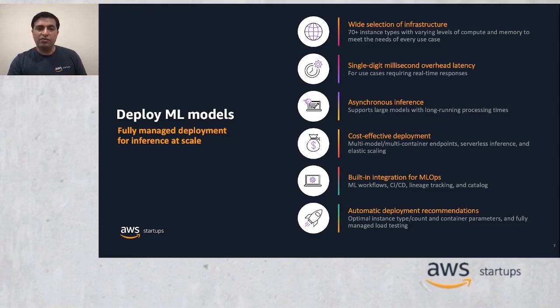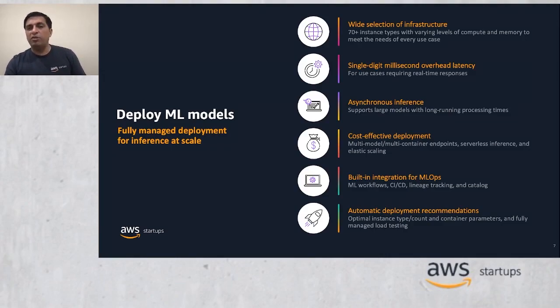SageMaker serverless inference automatically removes the need to manage complex scaling workflows by ensuring the exact amount of resources are available for inference to save time and money. For all use cases other than serverless, you can use auto scaling policies in SageMaker to elastically scale the underlying compute resources to accommodate fluctuations in inference requests while reducing cost.